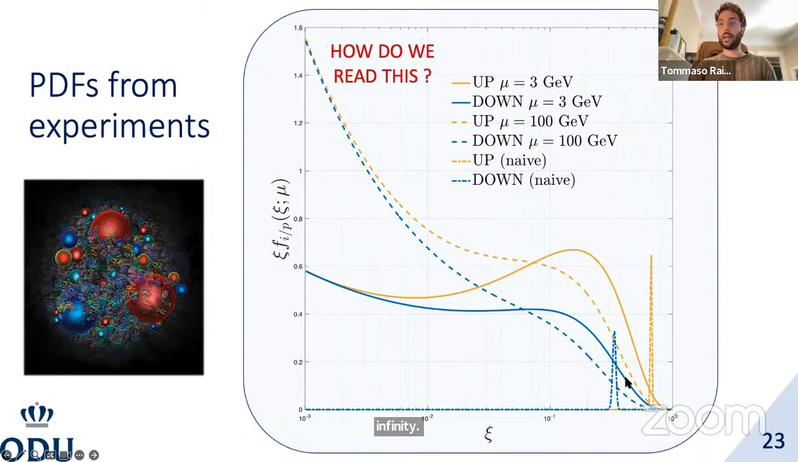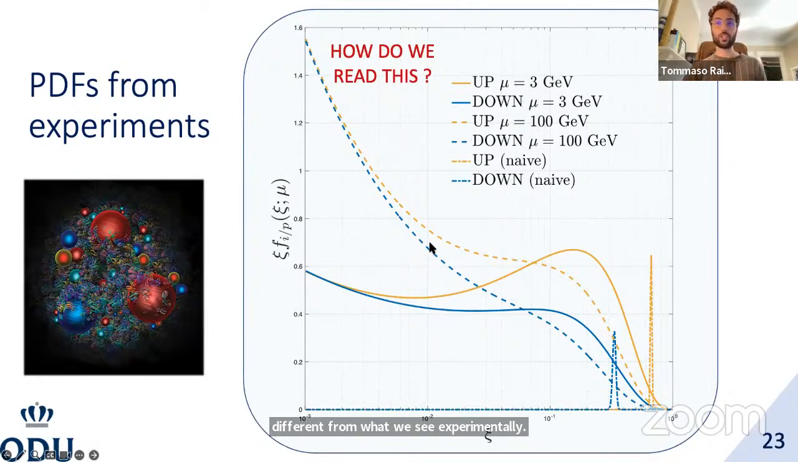But the point here is that my naive expectation, which are these dot-dashed curves, blue for the down quark and yellow for the up quark, are definitely very different from what we see experimentally.